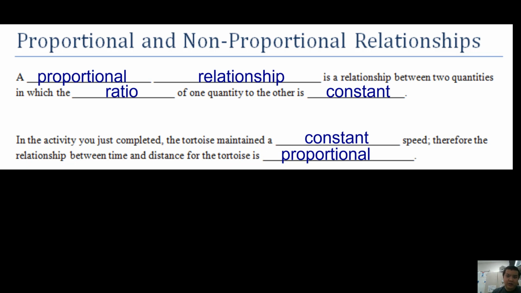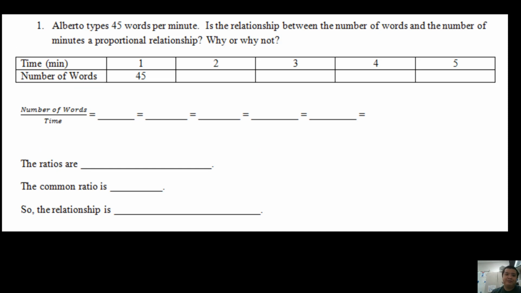So let's take a look at this. Albert types 45 words per minute. We're asked to determine if it's a proportional relationship or not. Okay? So, first we need to fill out this table.